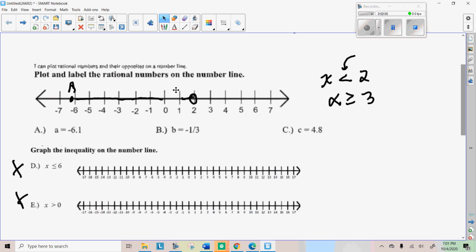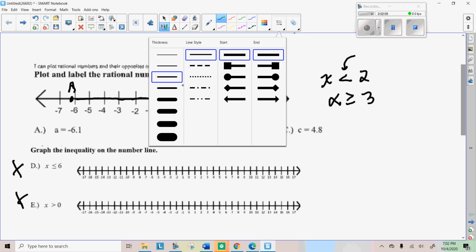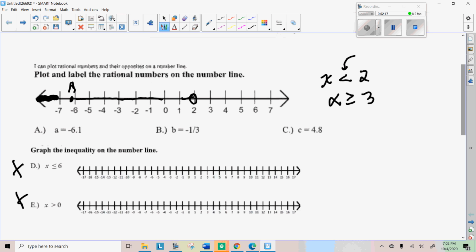And then you should darken into the left if it's x is less than. So that would be all of this stuff up to 2, like that. Now, don't mark up this number line. You can just watch my examples here.